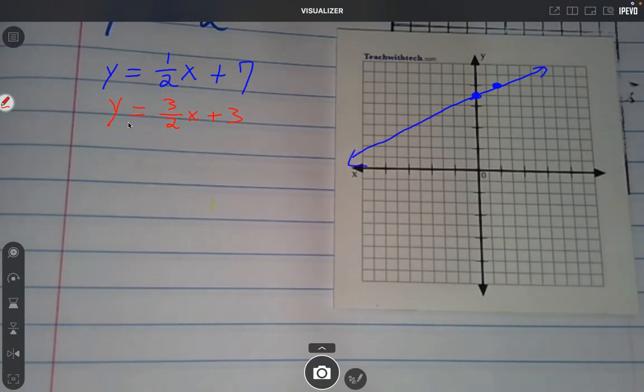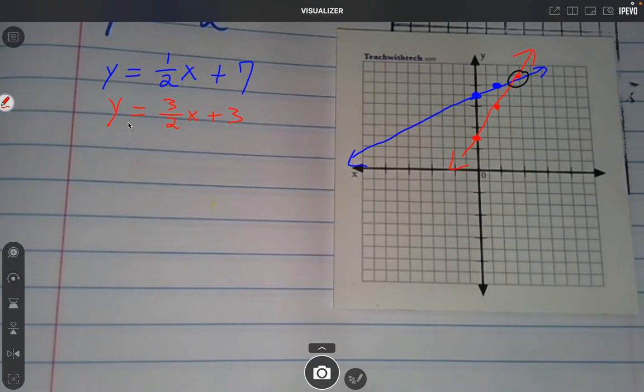Okay, the next one, what's this starting point? 3. 1, 2, 3. And where do I go from there? Up 3 over 2. Up 1, 2, 3, and over 2. Up 1, 2, 3, and over 2. That's where it should probably have met. I just didn't draw my lines straight. So that right there, that's really where they should have met.